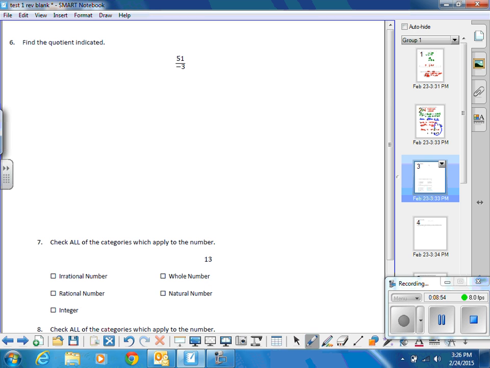Okay, so we're going to find this quotient by doing some long division. We know our rules of division and multiplication: a negative and a positive times a negative gives me a negative. Same thing if I did division. So, knowing that, I'm just going to do long division.